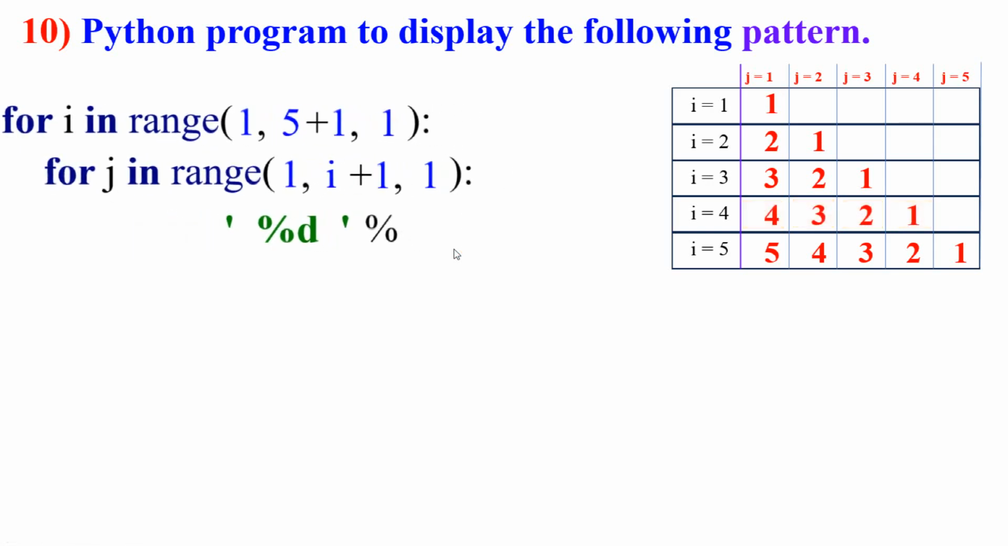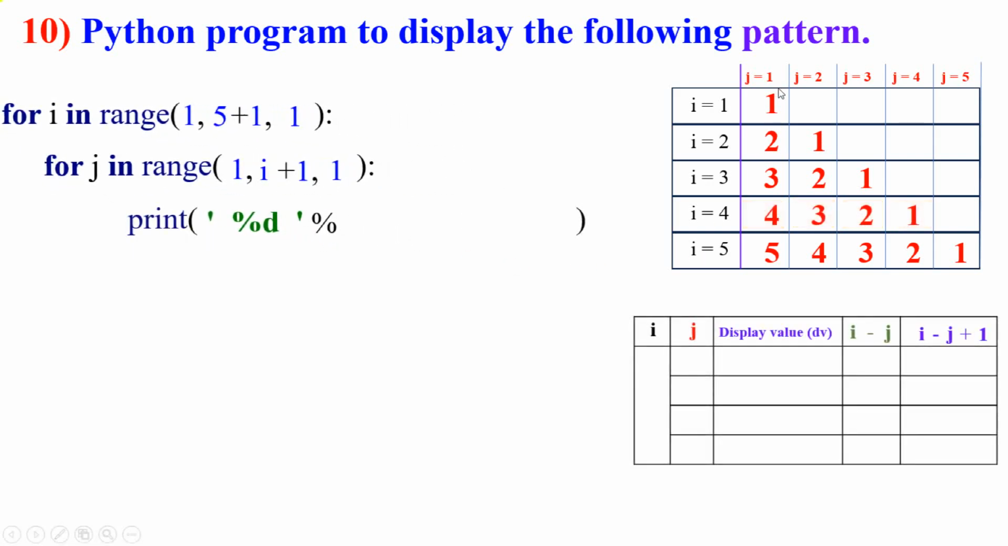For example, when the I value is 4, the j value increments as 1, 2, 3, 4. If we look at the value that needs to be displayed, neither the I value nor the j value is being displayed directly. If we calculate the I minus j value, we get 3, 2, 1, 0. The actual values to be displayed are 4, 3, 2, 1. This means we need to display a value that is exactly 1 more than the I minus j value. Therefore, the value to be displayed is I minus j plus 1.